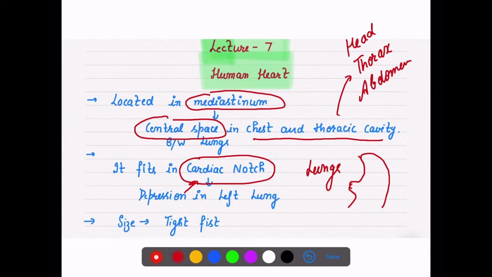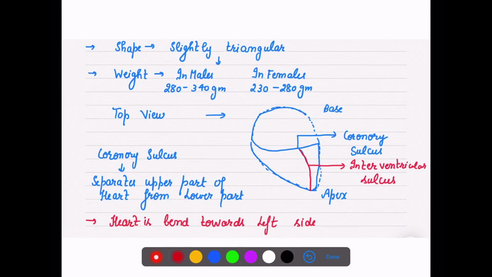Now size, we always say it's like a tight fist. That much is the size of our heart. In our NCERT they have mentioned the words clenched fist, tight fist. That is the size of the heart.